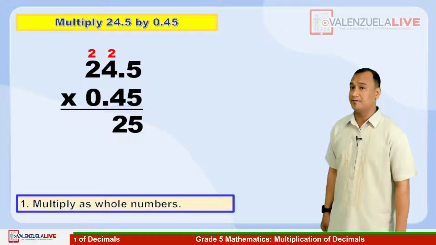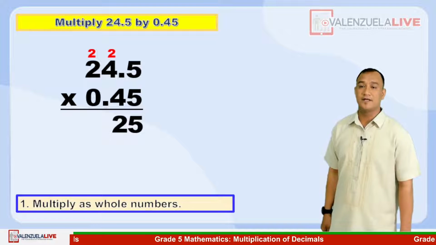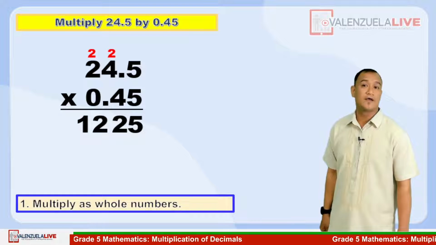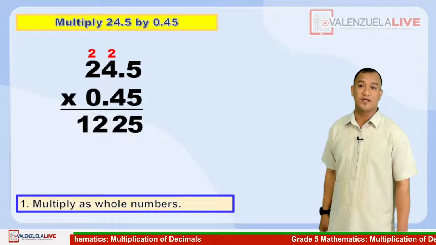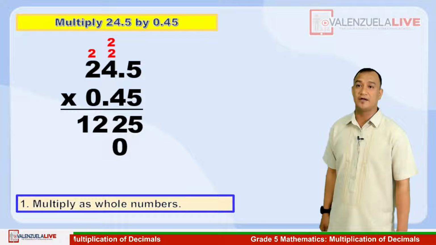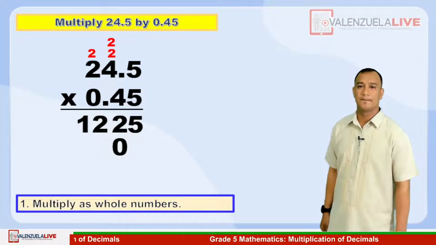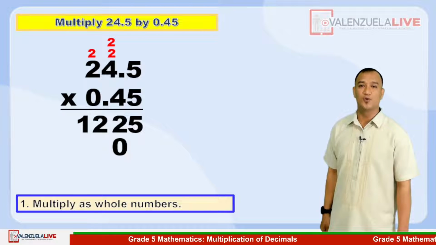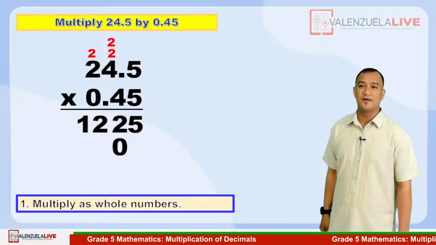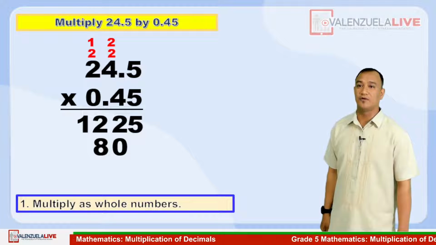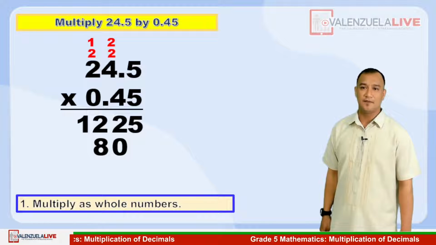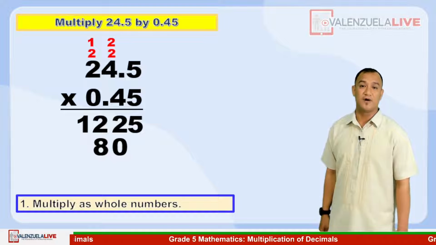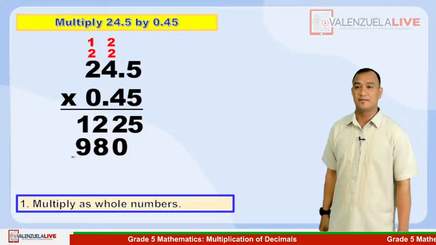And then 5 times 2 is 10, plus 2 is 12. Next, 4 times 5 is 20. Bring down 0 and regroup 2. 4 times 4 is 16, plus 2 is 18. Bring down 8 and regroup 1. And then 4 times 2 is 8, plus 1, it is 9.